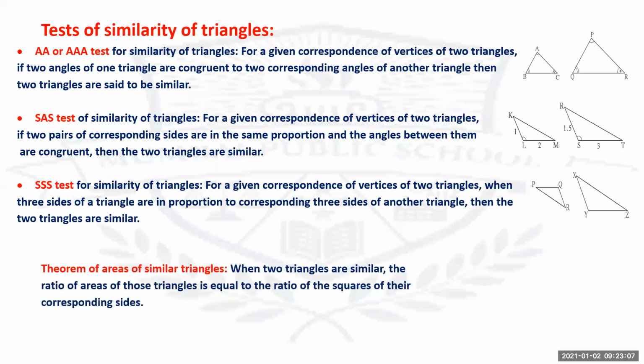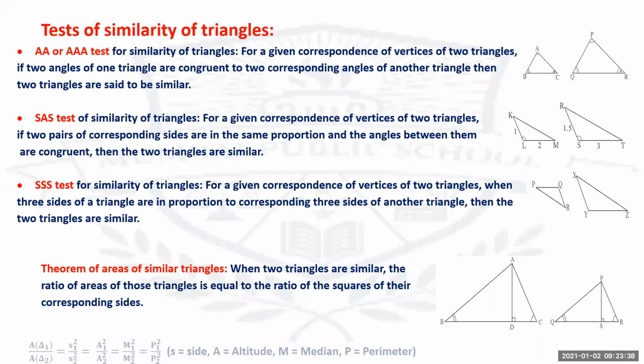Next is the theorem of the areas of the similar triangles. This is also a very important theorem. Most of the sums which are asked are based on this theorem. When two triangles are similar, the ratio of areas of those triangles is equal to the ratio of the squares of their corresponding sides. So check here, there are two triangles which are given, triangle ABC and triangle PQR.